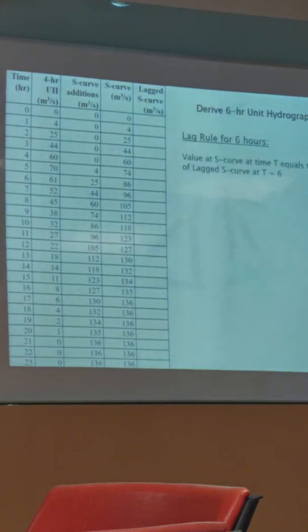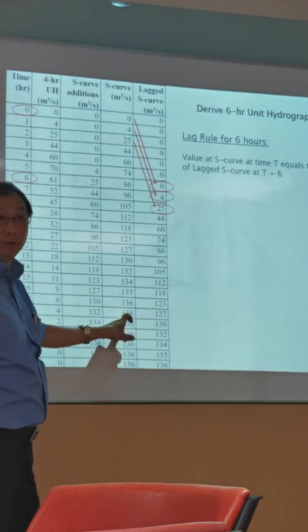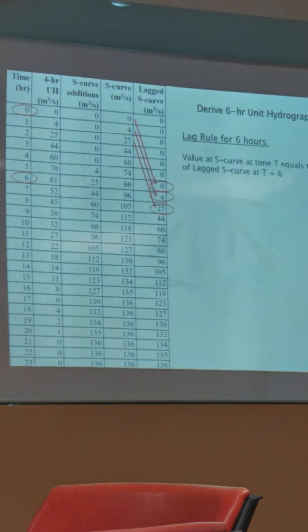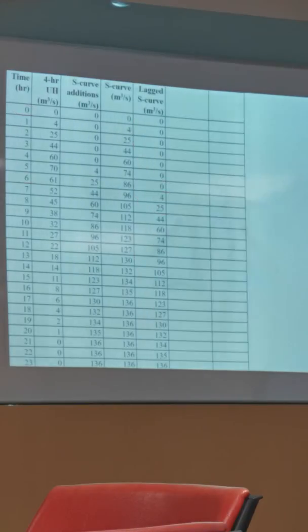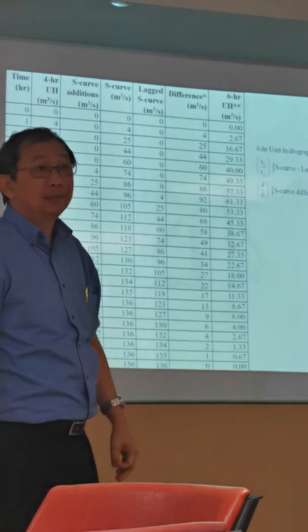Okay. And if you want the 6 hours, you do the same thing, you lag by 6. Now remember the S curve with the lag, this number is the same, right? This number has got nothing to do with what you lag. This is the original from the 4 hours. And then you subtract. And now this is 0.25 or 1/4 on the y-axis and 6 hours on the x-axis. So that gives you 1.5 centimeters of effective rain. So you have to divide everybody by 1.5. So 4 divided by 1.5, 25 divided by 1.5, and so on.